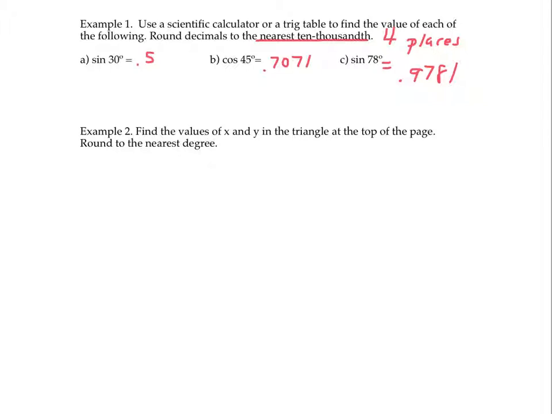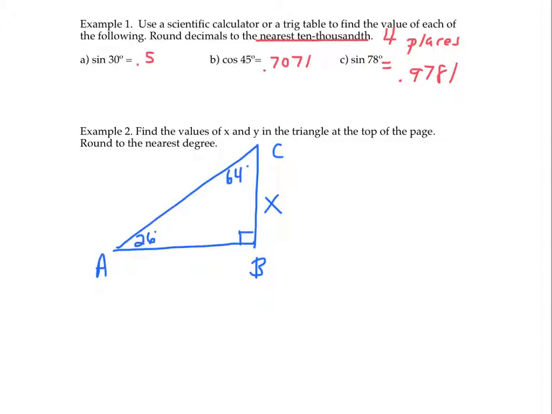In our second example, we need to find the values of x and y in the triangle at the top of the page, rounding to the nearest degree. So let's take a look. Recall that our triangle was triangle ABC, where angle B was our right angle. Angle A had a measure of 26 degrees. C has a measure of 64 degrees. The side opposite A was x, and the side opposite C was y, and our hypotenuse was 13.